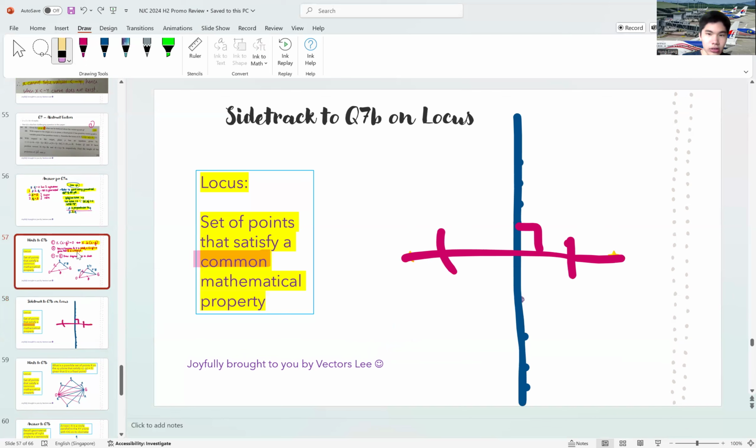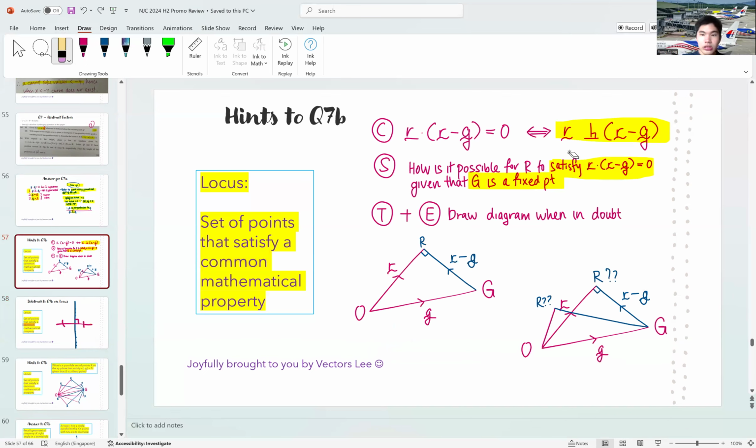So now let me go back to this question. How is it possible for R to satisfy this, given that G is a fixed point? G is fixed, which means it cannot move. Now, R is perpendicular to R minus G. If you do not know, ladies and gentlemen, please draw a diagram. I say again, in vectors, you're going to hear me saying this until you're so tired of me. Please draw the diagram out. The moment I draw the diagram out, I've concluded these two are perpendicular to each other. No negotiation. So this is obviously one possible scenario.